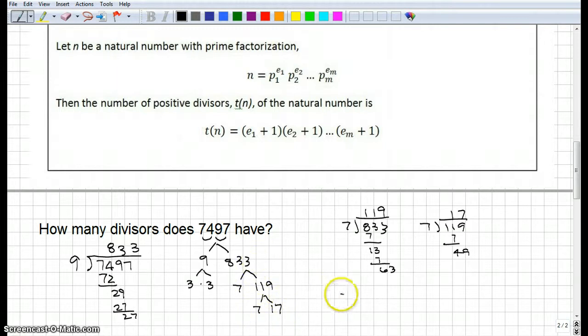So our prime factorization is, and again, this is the hard part, 3 squared times 7 squared times 17. So how many factors do we have of 7,497? We have 3 times 3 times 2, which is 18, right? So we have 18 factors, or we could say divisors, of 7,497.